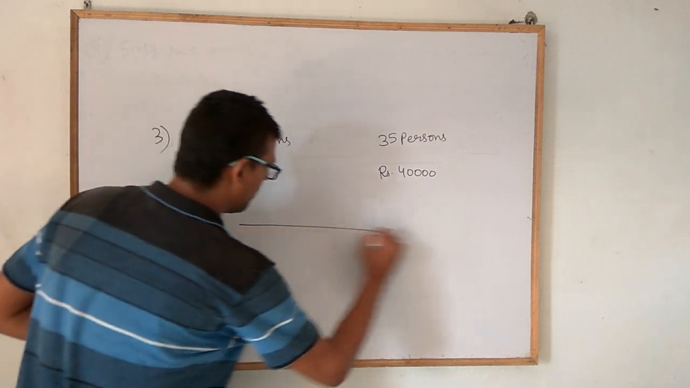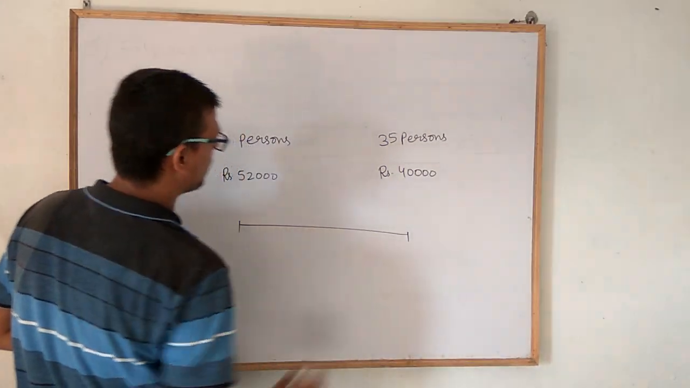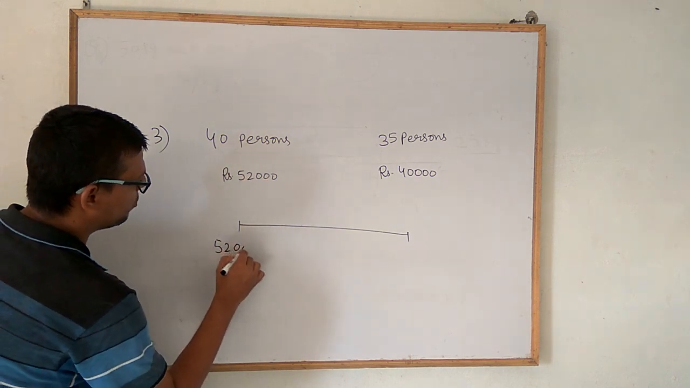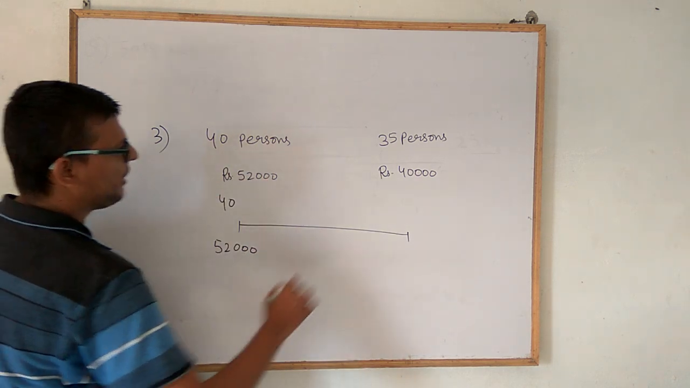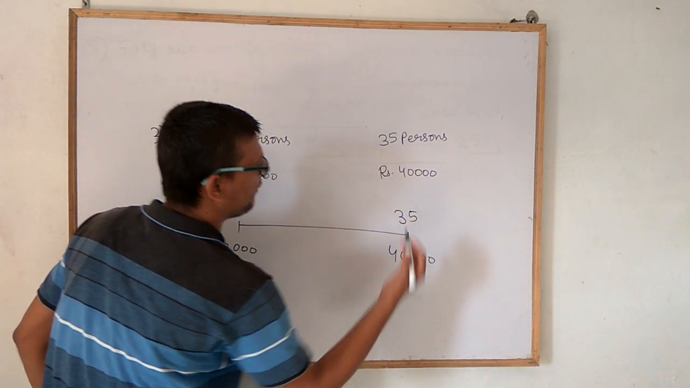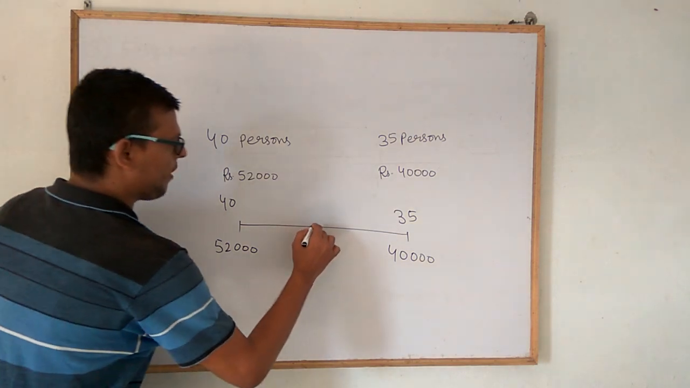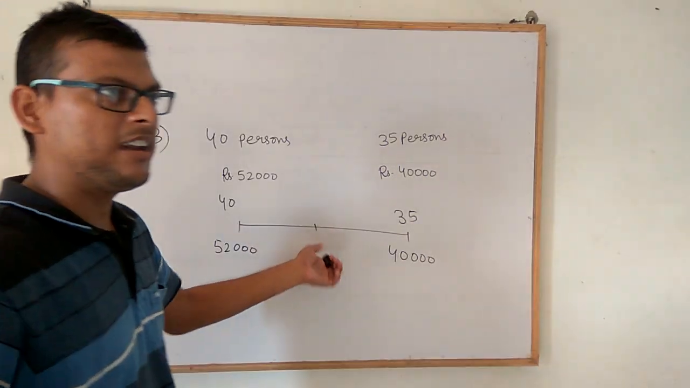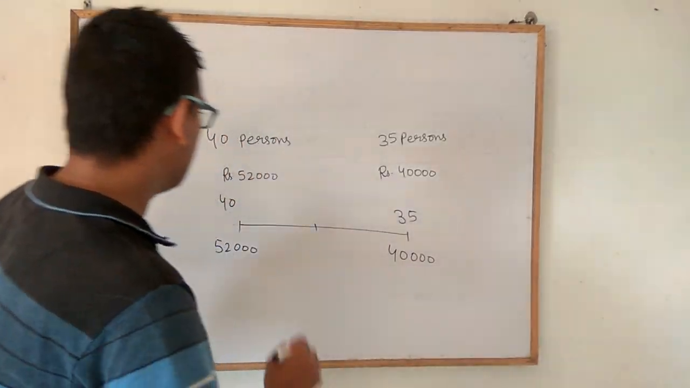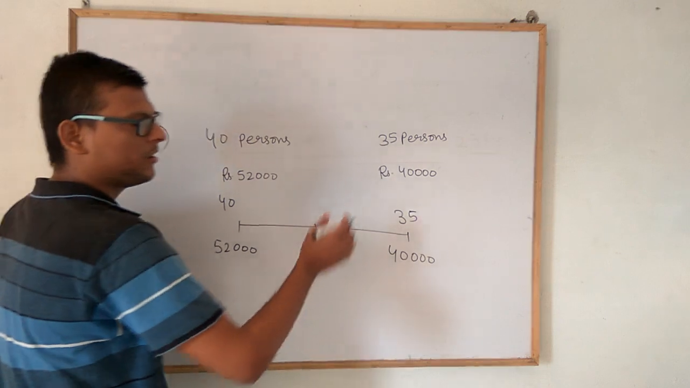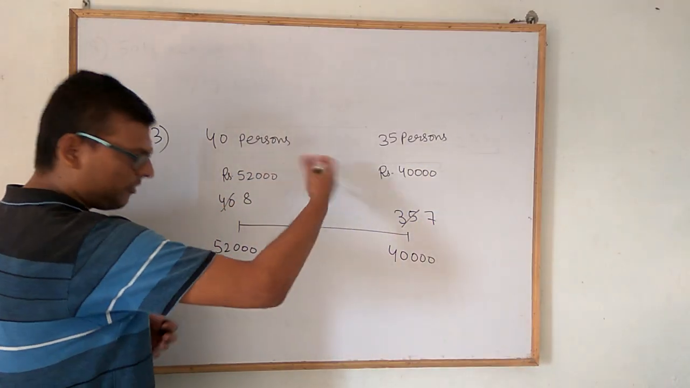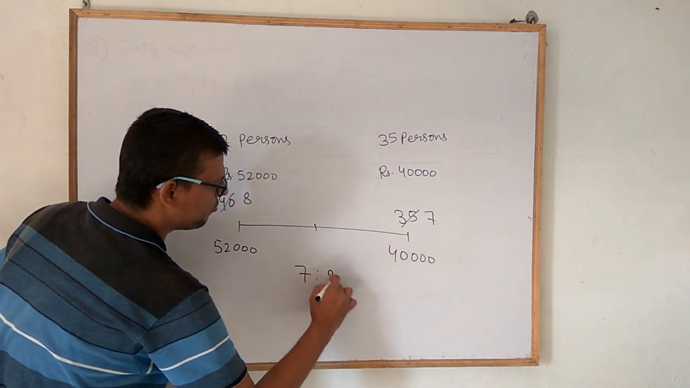Right? Just see, I draw a number line. The average income of 40 persons, so I put 52,000 here. Here you have 40. Here you have 40,000. Here you have 35. You have to find the mean rate, right? You have to find the average income of the whole group. That means you have to find the mean rate. See, take the ratio of the weights, 7, 8. 8 is to 7, flip the ratio, 7 is to 8.